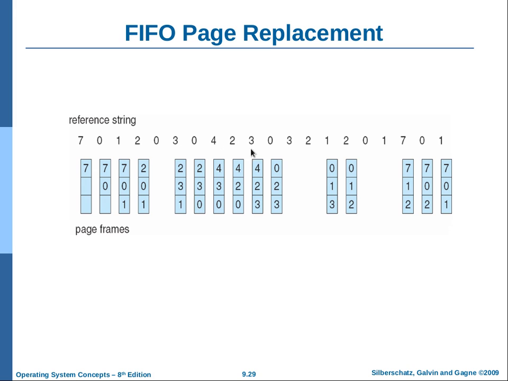4's not in there, put the 4 in. 2's not in there, put the 2 in. 3's not in there, put the 3 in. 0's not in there, put it back in. 3, you're in there. 2, you're in there. Good. 1's not in there, we'll put it here. 2's not in there, we replace the oldest again. 0's in there, 1's in there. Then 7's not in there, put it there. 0's not in there, put it right there. And then 1 at the end.